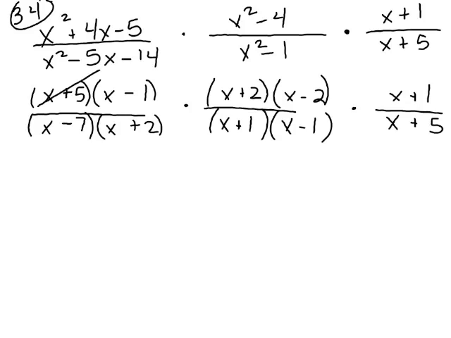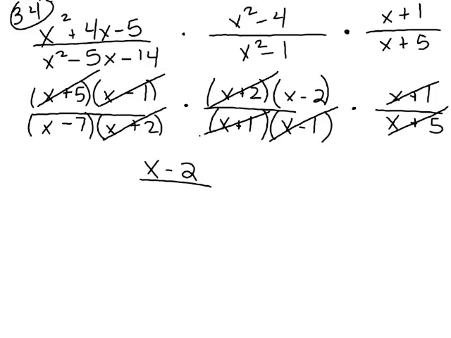X plus 5, that will cancel. X minus 1, x minus 1. X plus 2, x plus 2. Very good. X plus 1, x plus 1. What are we left with? X minus 2 on top. Everything else canceled over x minus 7 on bottom.